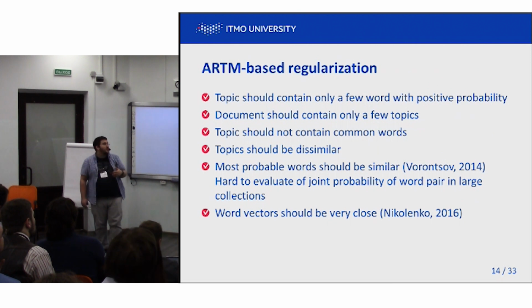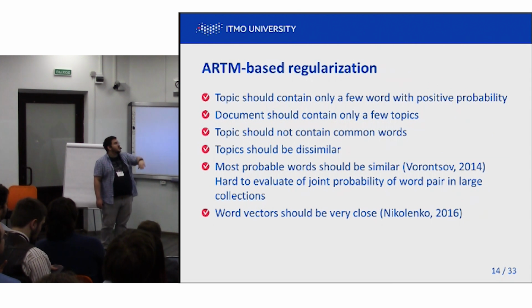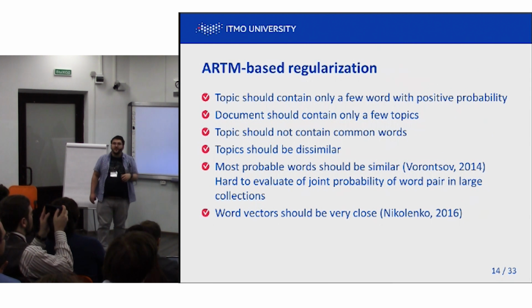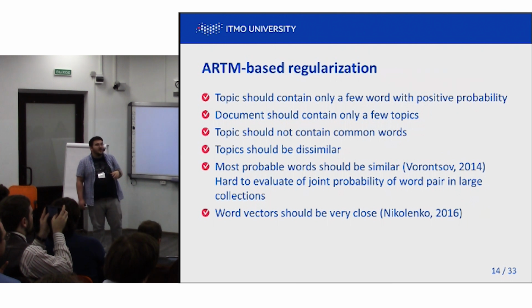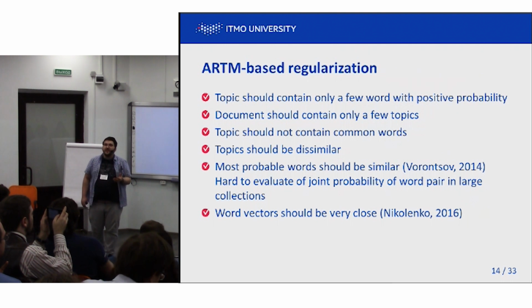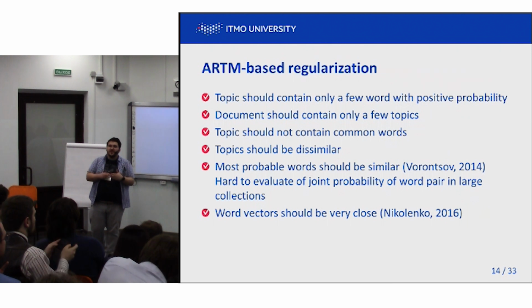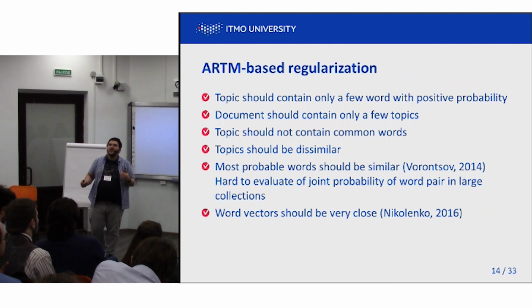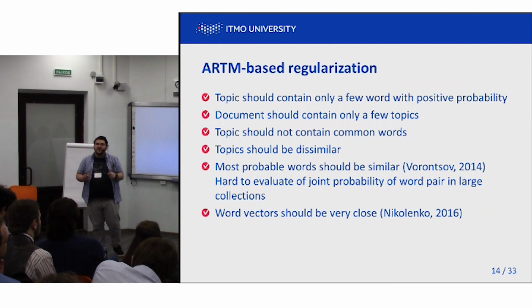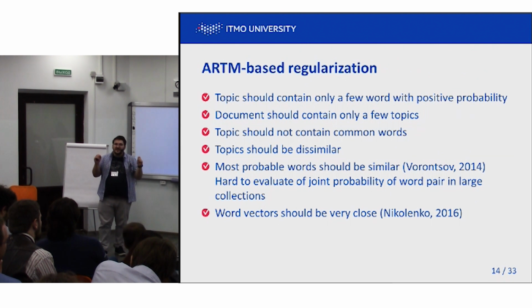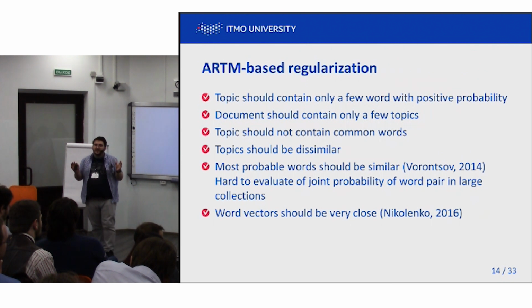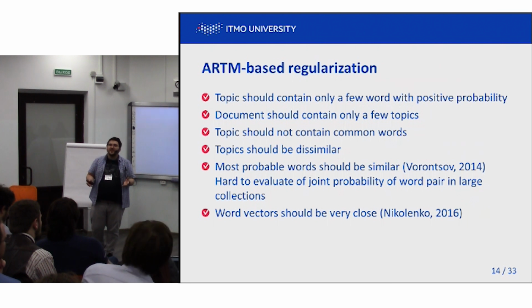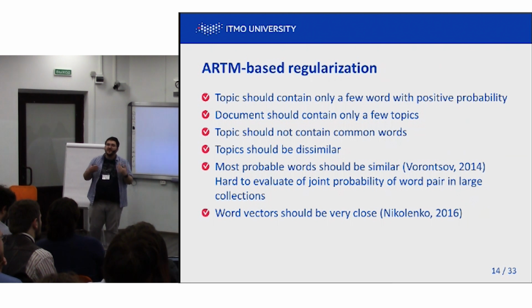So there are some requirements we can add. For instance, a topic should contain only a few words with non-zero probability. So we don't want topics with many words with small probabilities, but we want topics which have just some, like hundreds of words with positive probability and all other words with zero probability.